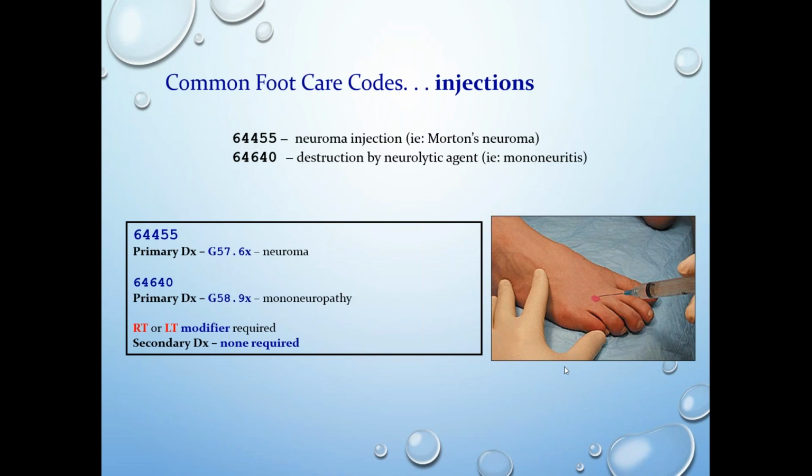We struggle a great deal with a destruction by neurolytic agent, 64640. This code should absolutely be paid, yet it is one of those codes that for no reason whatsoever, incorrectly, they're commonly denied. I'm not telling you not to bill it, most definitely bill it, but this is one of those codes for some reason carriers just hate. But 64455 definitely for the neuroma injection. And you should also be billing the substance that you're injecting, the J code.